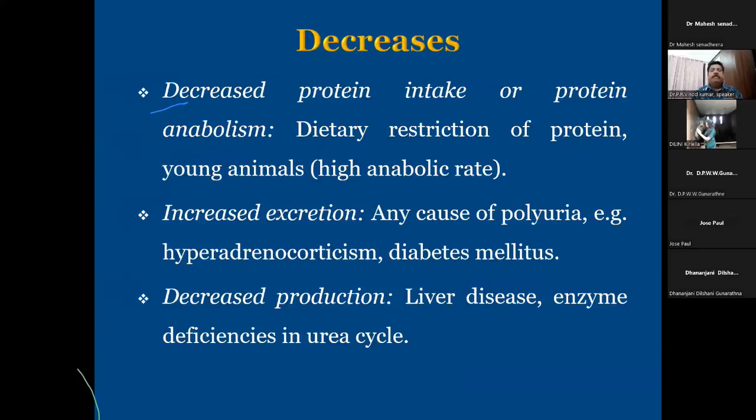When there is a liver disease, uric acid cannot be converted to urea, and so the blood urea level will decrease. Then there is enzyme deficiency, for example in the case of Dalmatian-like syndrome, uricase enzyme deficiency.